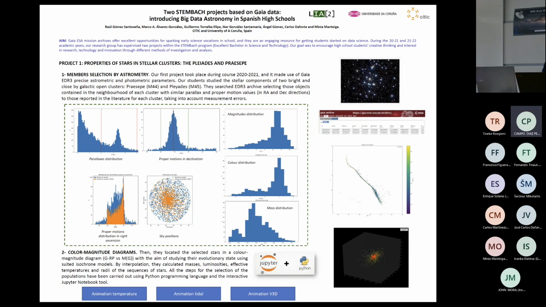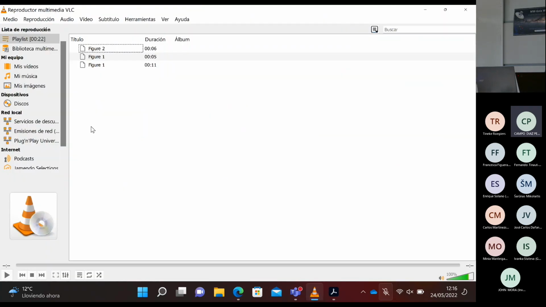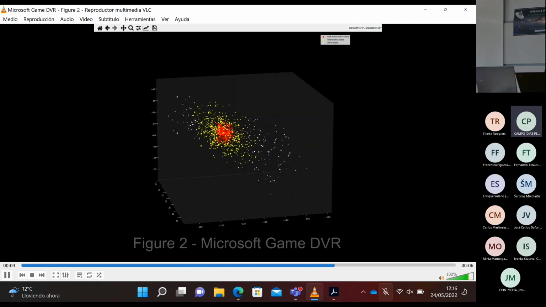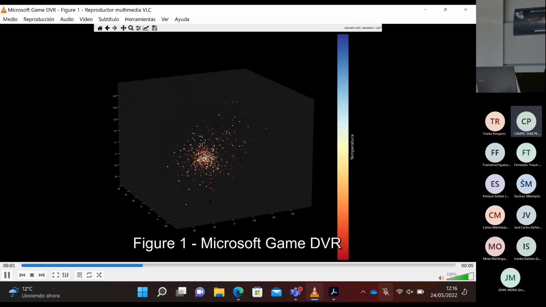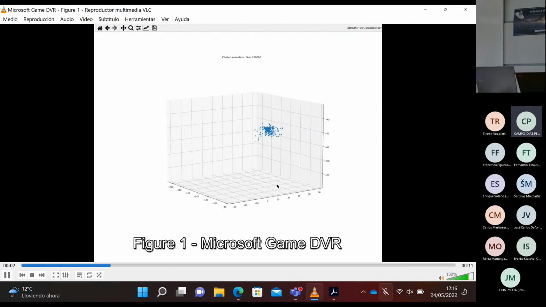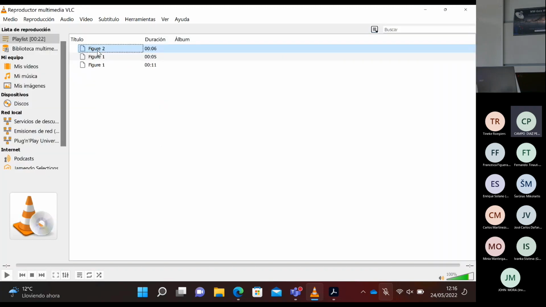we also show them how to make films, small pictures of those data. For instance, I'm going to show you some of these plots. In this figure, they show in a 3D diagram the stars plotted in different colors according to the tidal radius. This other shows the distribution of temperatures, and this other shows the 3D motions of the stars belonging to the Pleiades in time. Okay? We projected the velocities in time, so they can see how the stars move and how the cluster is becoming more dispersed.